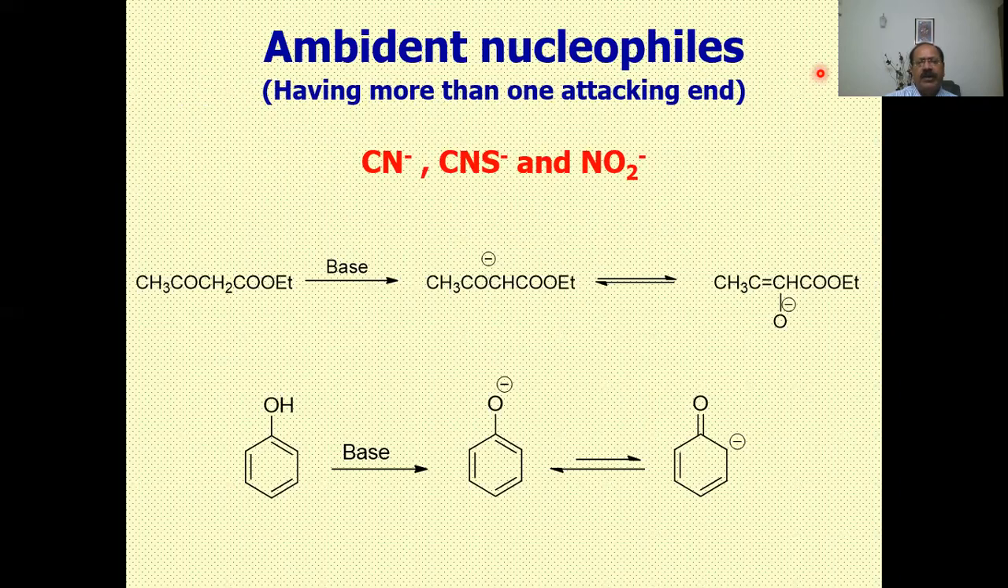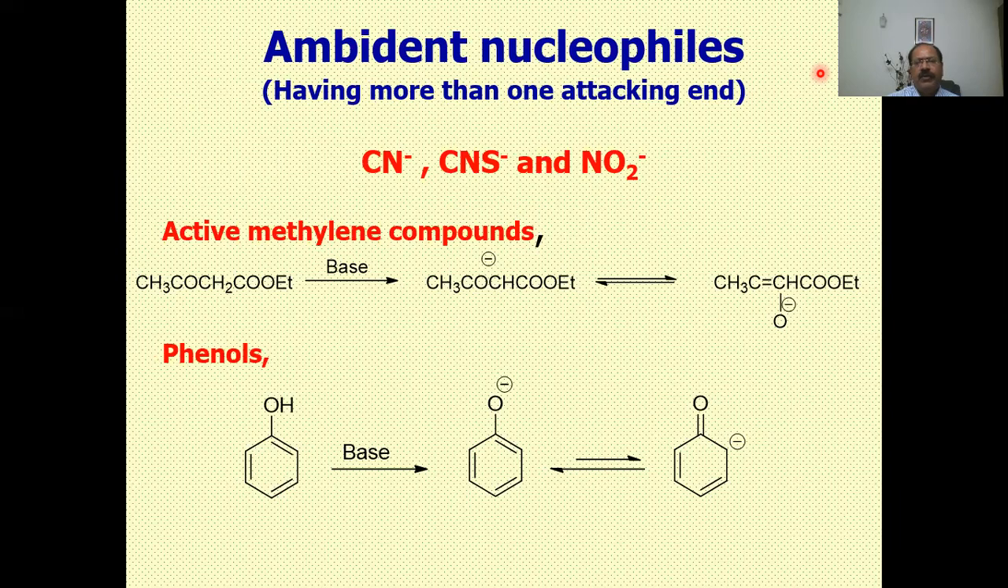We should look at another term which we'll be using often in the reactions which we are going to discuss, ambident nucleophiles. What are ambident nucleophiles? The nucleophiles which have more than one attacking end. For example, carbon and nitrogen in cyanide. In thiocyanate, it could be carbon or sulfur. In nitrite, it could be nitrogen or oxygen. So these are called ambident nucleophiles.